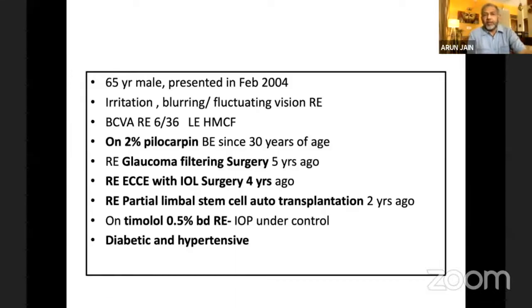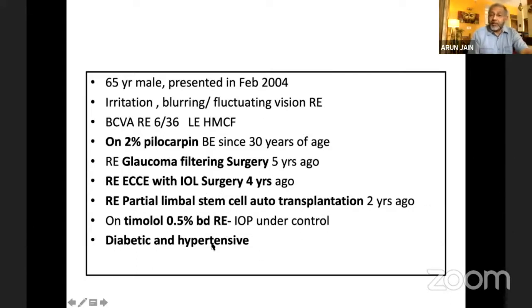And this is the second case. This is a very old case. I'm following it for almost 24 years. He presented to me in 1997, and at that time he was a one-eyed patient with chronic angle closure glaucoma. He was on pilocarpine in both eyes. Since the age of 30 years he had glaucoma, had filtering surgery in the right eye 5 years ago, and underwent ECCE with IOL surgery 4 years ago in 2004.